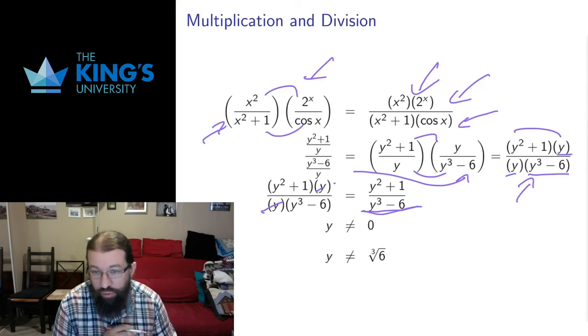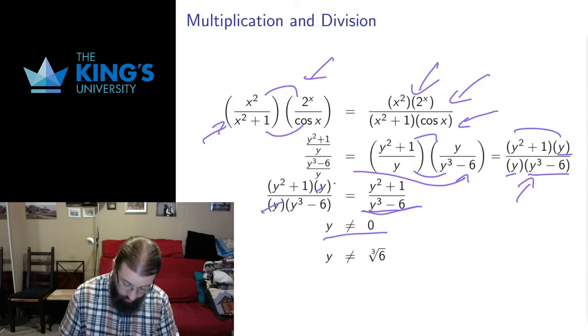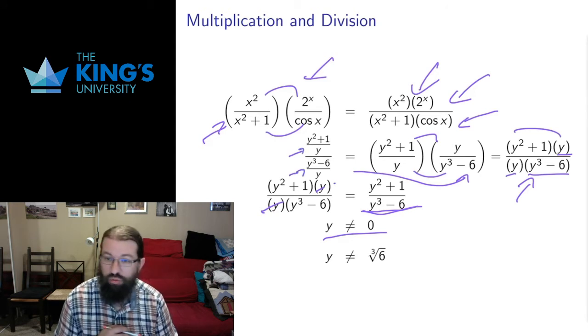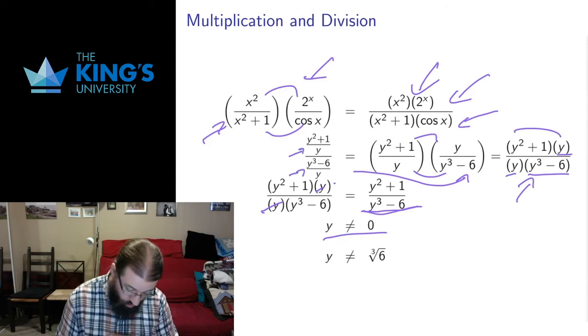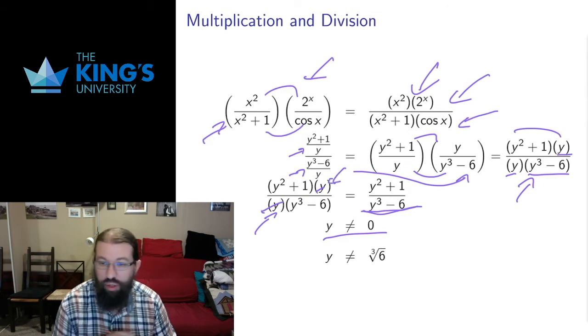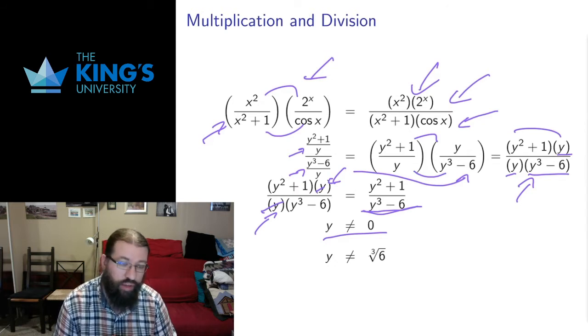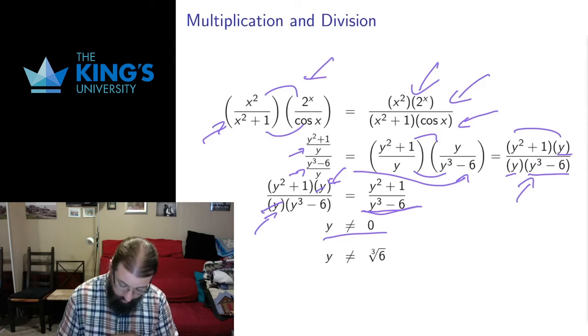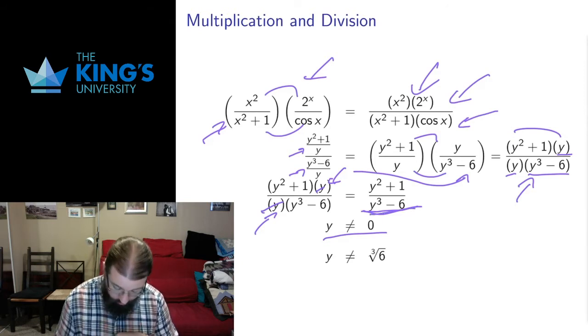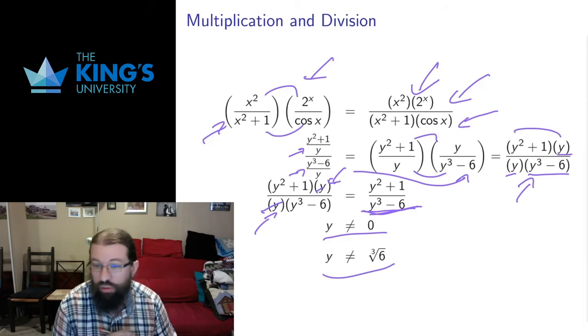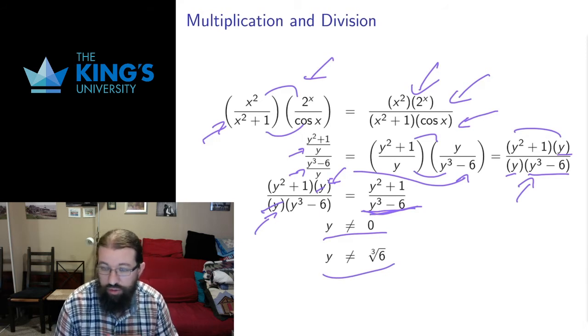Now I need to be careful that I'm not dividing by zero at any point in this process. So I'm going to say that y can't equal zero because the denominators of the original involved y, so there's no division by zero. Also because the thing I canceled off involved y. And I want to make sure when I cancel off, I'm not canceling off 0 over 0, because that doesn't mean anything. So the thing you cancel off has to be non-zero. And then this new denominator also has to be non-zero. So that means that y can't be the cube root of 6, because if I cube that, I get 6 minus 6, I get 0.